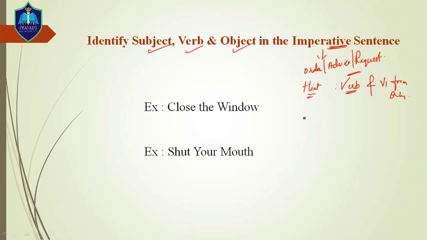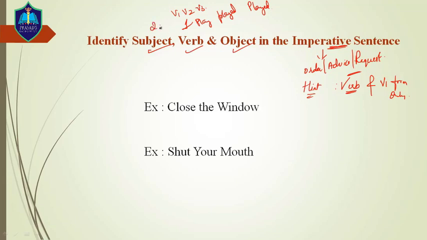So let's recap the previous session: how to identify the subject, verb and object. The very first thing is to identify the verb. How to identify the verb? If the word can be made in all three forms, that is V1, V2, V3, for example play, played, played, then we can consider that word a verb.